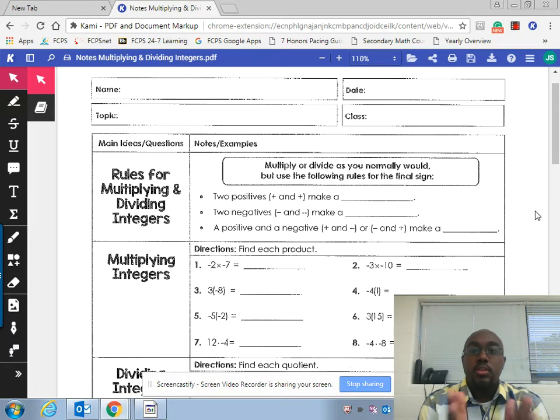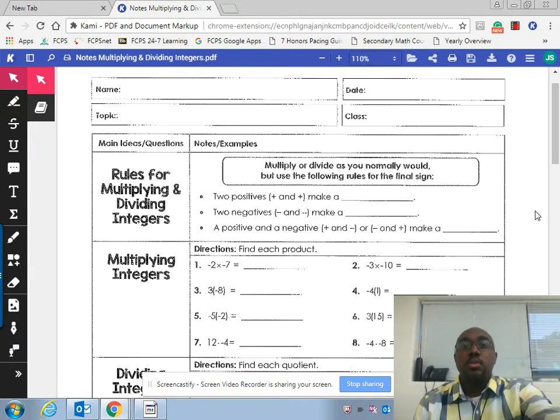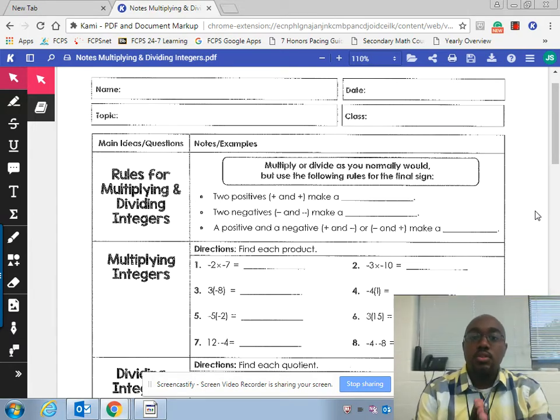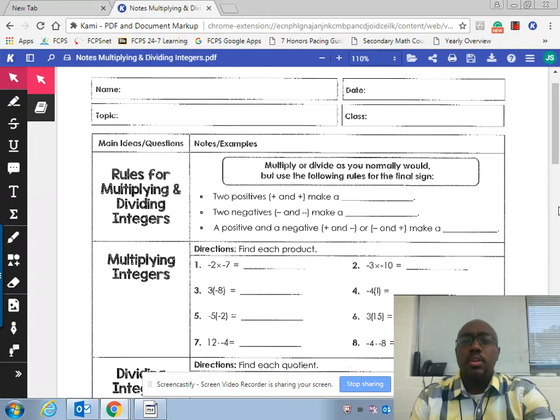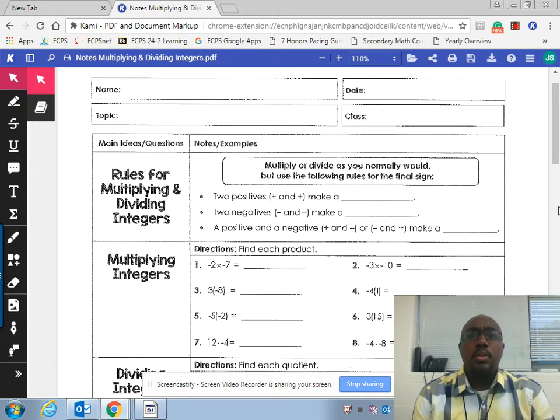Before you start the video, just like normally, want to make sure that you have the notes and that you are following along. Today's video is going to be pretty short. The good thing about multiplication and division of integers is the rules apply for both. The rules are the same for both. So let's go ahead and jump into this.